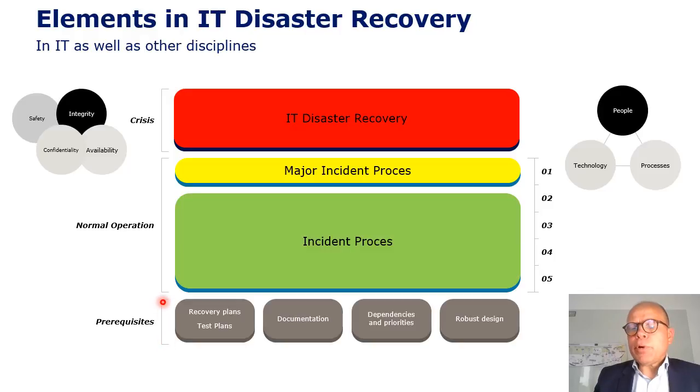What's not covered by a project like this is the prerequisites. We're touching upon them, but we're not going in depth with these things. So IT system-specific recovery plans is a prerequisite, but it's outside scope. Test plans for your systems, specific documentation that you need in order to get systems back up and running. Description of dependencies and priorities. Dependencies can be IT systems dependencies, but it can also be dependencies on vendors or manpower.